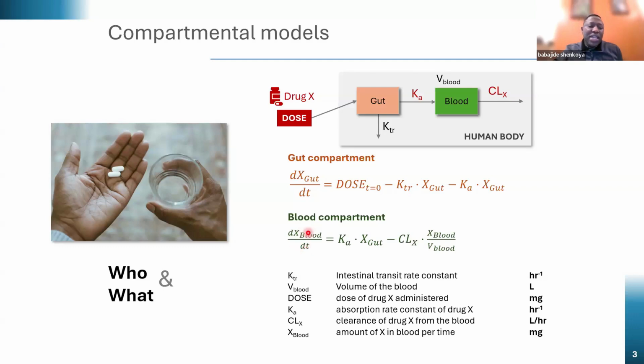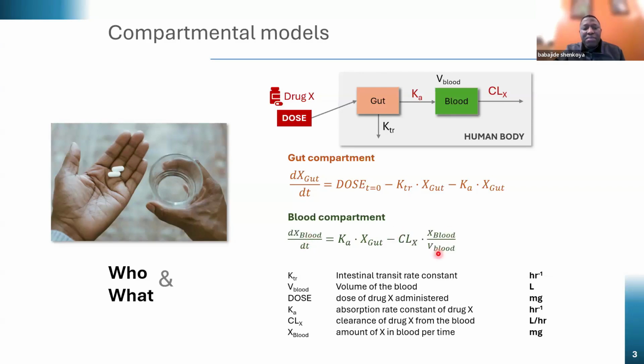You know that in science, we want the equation on the left and right hand side to be the same. So the unit of absorption rate constant is per hour. That is why I am only using X gut, which is milligram. So if you bring these two together, you will get milligram per hour, which is the same thing as the unit on the left-hand side.